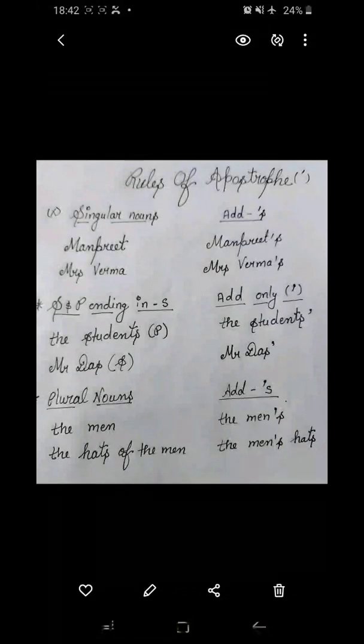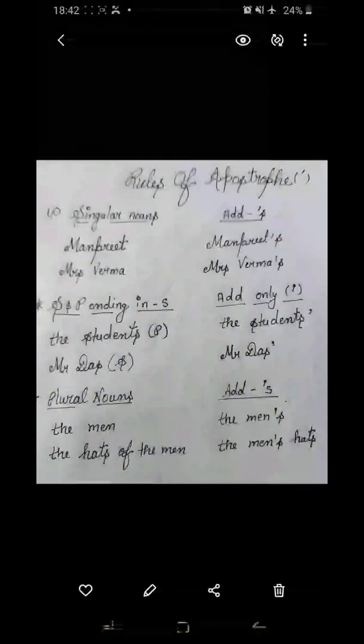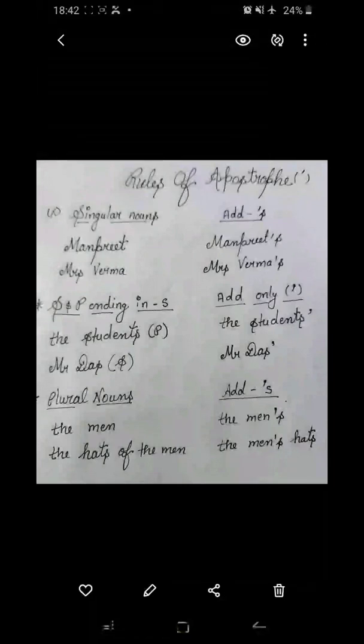Here, your noun is either singular or plural, then you have to put the apostrophe sign only when it is ending with s. If your noun is singular or plural and ending with s, then you have to put only the apostrophe sign, not apostrophe s. Okay, so let us discuss the example.